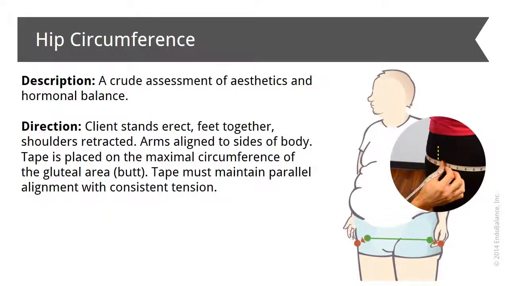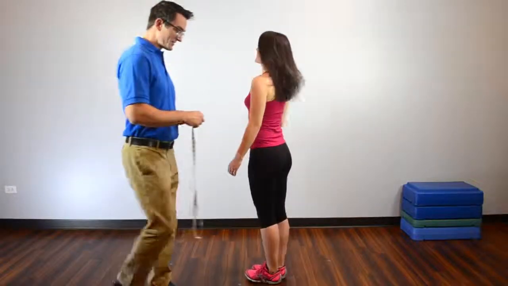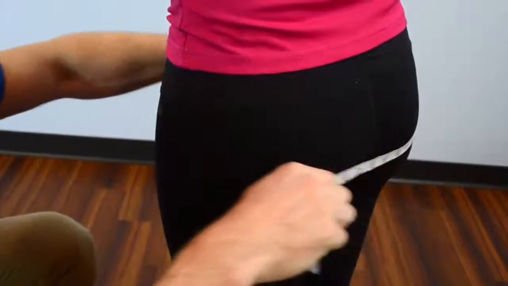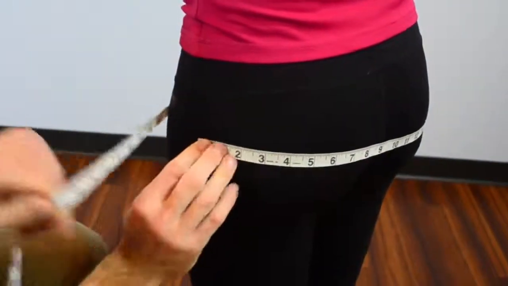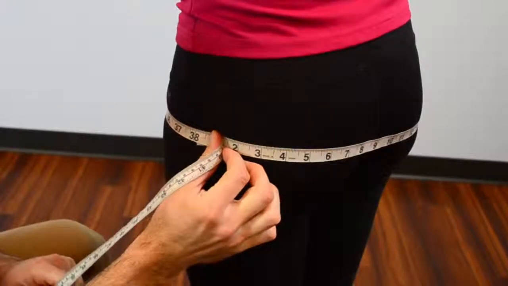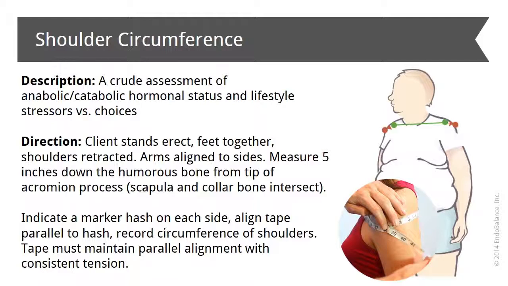Hip circumference. Description: a crude assessment of aesthetics and hormonal balance. Direction: client stands erect, feet together, shoulders retracted, arms aligned to sides of body. Tape is placed on the maximal circumference of the gluteal area, the buttocks. Tape must maintain parallel alignment with consistent tension. Record circumference of hip.